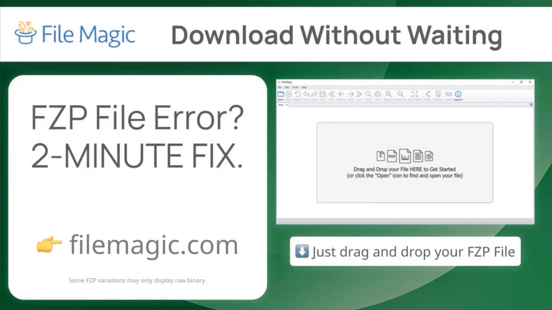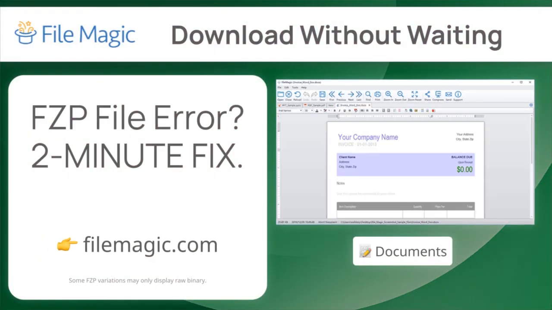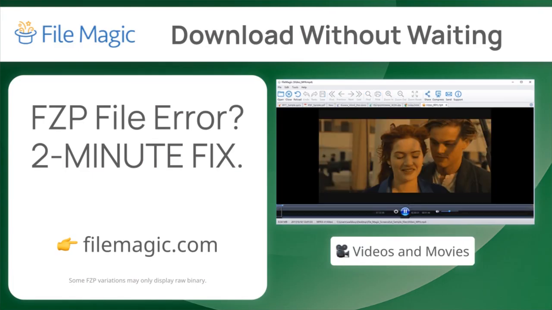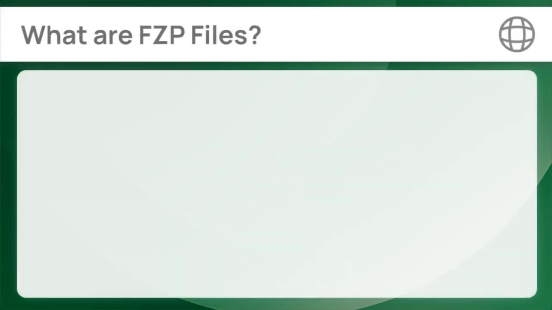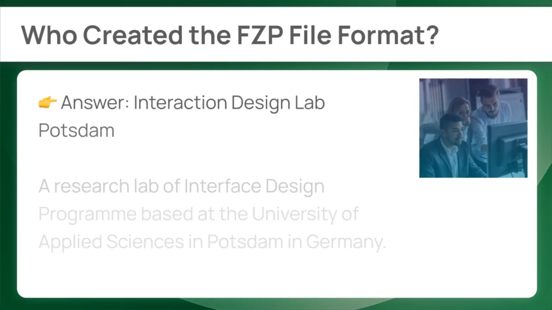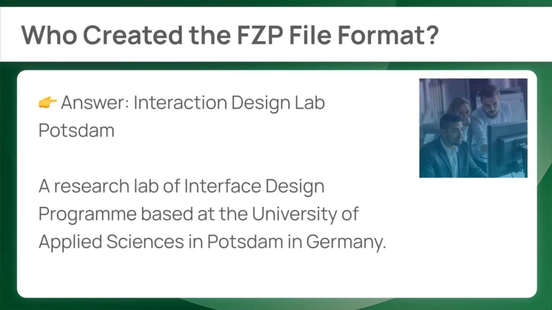Near the end, we'll discuss the essential features of a professional-grade FZP file inspection tool that supports hundreds of other formats as well. FZP files are part definition files used by Fritzing, an open-source electronics design application. They describe individual components like resistors, capacitors, and microcontrollers, with breadboard, schematic and PCB views, enabling custom component creation for electronics prototyping and educational projects.